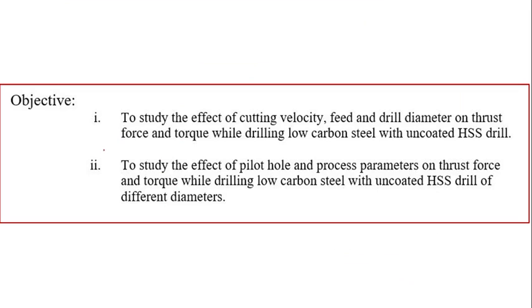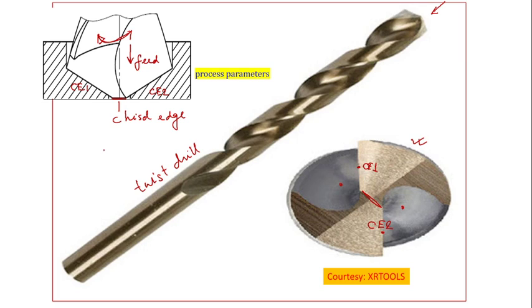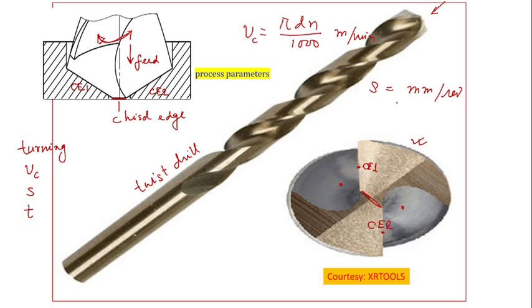Now what are you going to study? Before that, let us see what the process parameters are. As you know, in turning the process parameters are cutting velocity, feed and depth of cut. Here also it is the same. Here the cutting velocity is expressed as pi dn by 1000 in appropriate units so that it comes out to be in meter per minute. Feed is in millimeter per revolution. So typical feed value is 0.1 to 0.16 millimeter per revolution. As there are two cutting edges, the feed is shared between them.